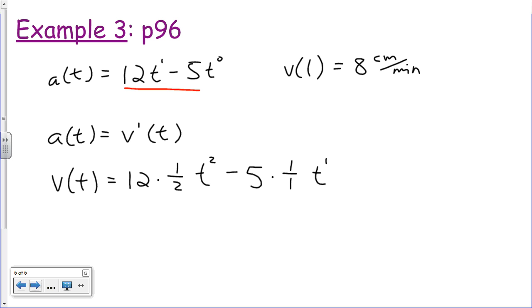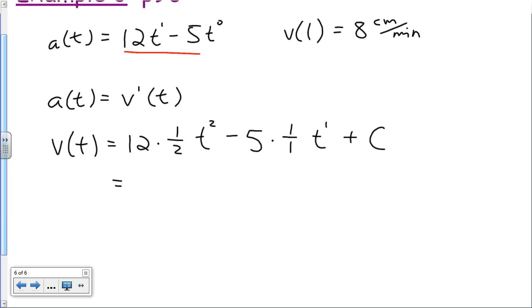Now the one piece here that kind of gets lost is the fact that when I take the derivative of a constant, the derivative of that constant becomes 0. So I have to take that into account here, that there could have been some constant added on to the end of this, we'll call it c, that when I took its derivative, it becomes 0, and I lose it in my acceleration equation then. So we'll account for that by putting a plus c at the end. So let's see what we have for our velocity equation then. 12 times 1/2, that's 6t squared minus 5t plus c. That's our general equation here for our velocity function.